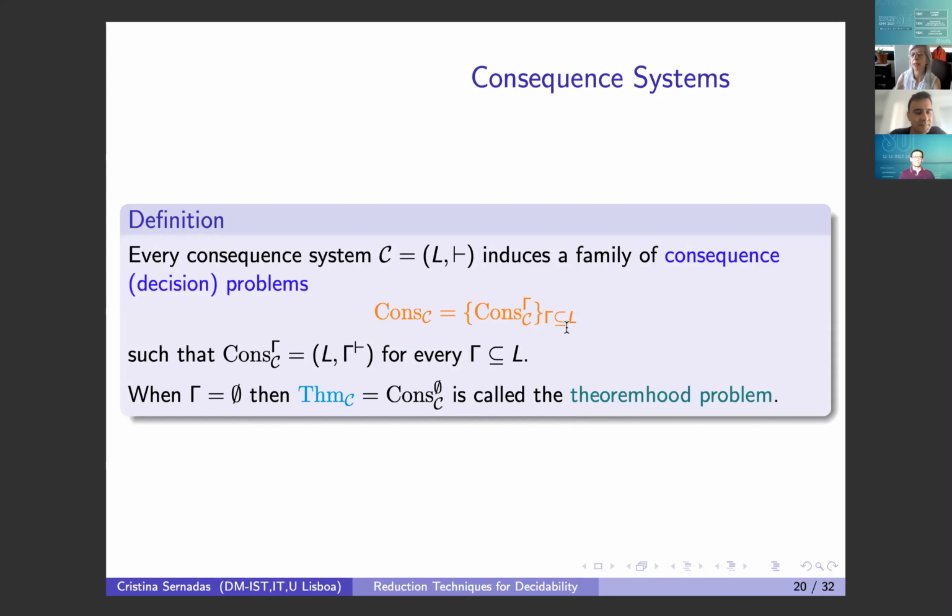So for each gamma in L, you can consider the corresponding consequence problem, which is a pair composed by L and by the set of all consequences of gamma. So in the end, what you want to know is whether or not the set of consequences of gamma is decidable. A particular case is when you take gamma as being the empty set. This means that you are interested just in things that do not need any assumptions, and then you get what is called the theorem problem.